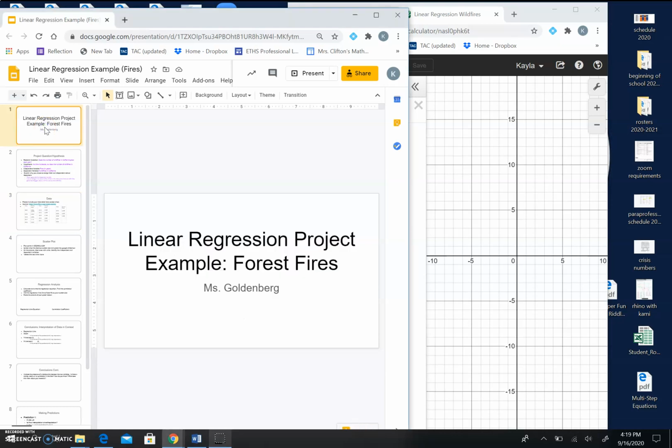So today's asynchronous assignment is to learn how to formally do a linear regression. And what a linear regression is, we're going to be taking data points and we're going to try and find an equation for a line that fits our data. And it goes nicely in Chapter 1.